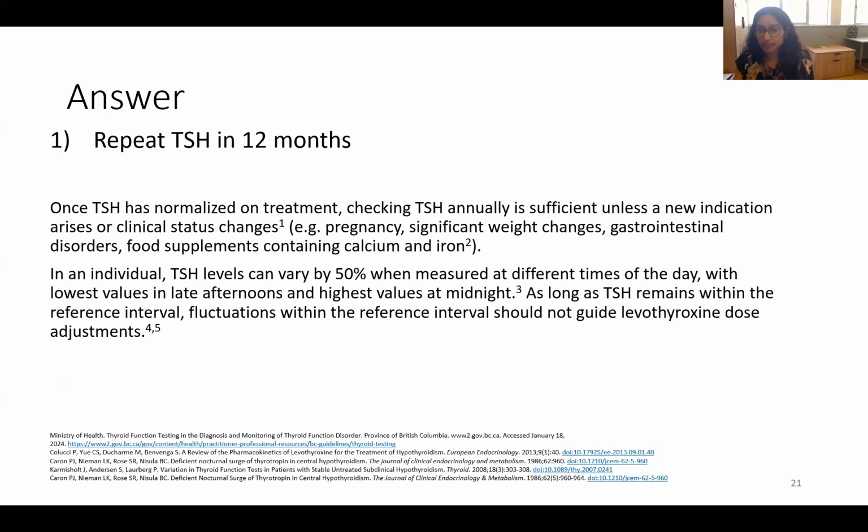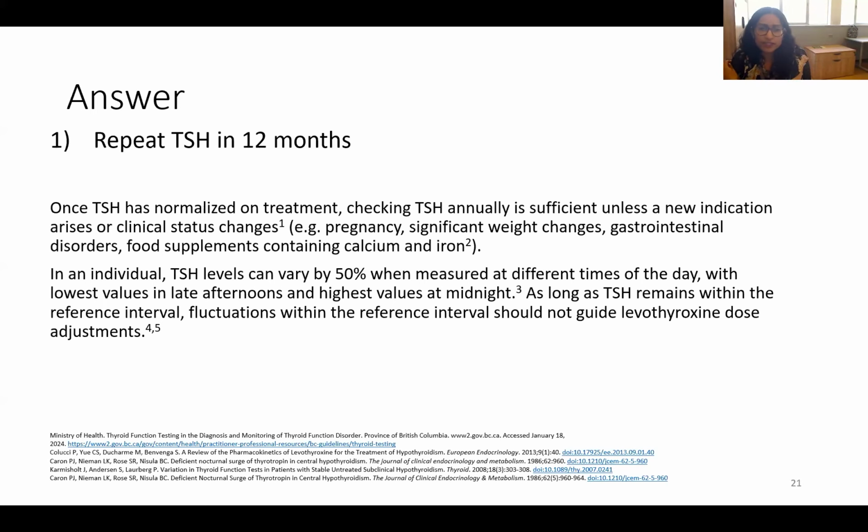Most people would actually say 12 months is sufficient. Once the TSH has normalized on treatment, checking it annually is sufficient. Now, things may change: pregnancy, significant weight changes, or gastrointestinal disorders, which might affect how they absorb levothyroxine. Food and supplements can also affect this. In that case, you might want to check it more frequently.